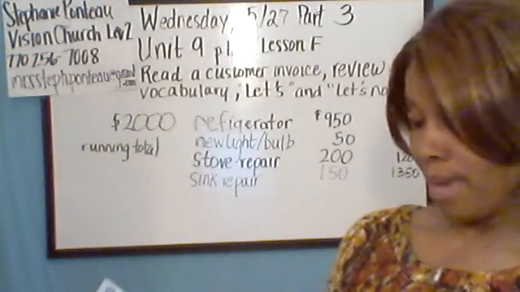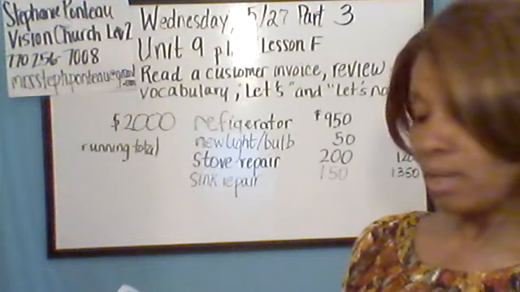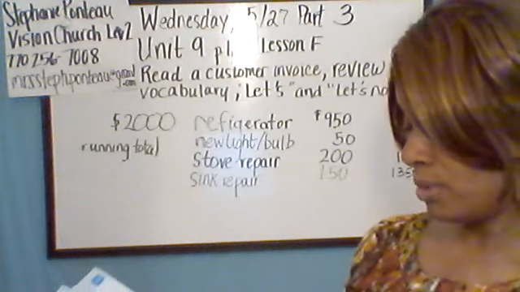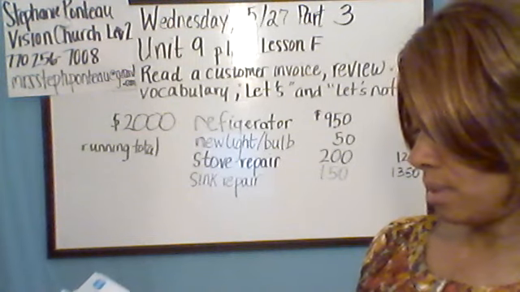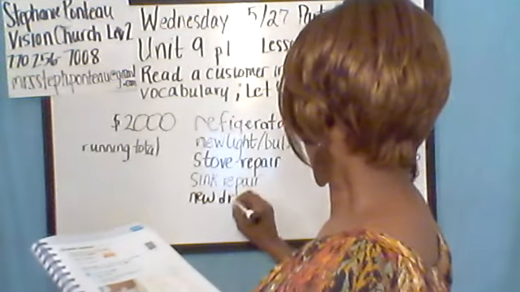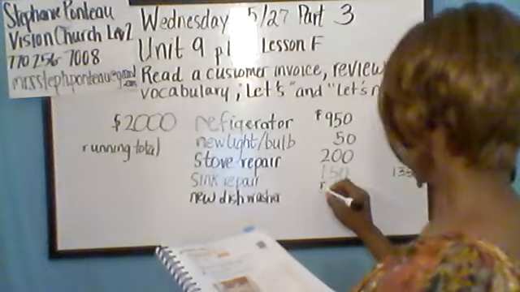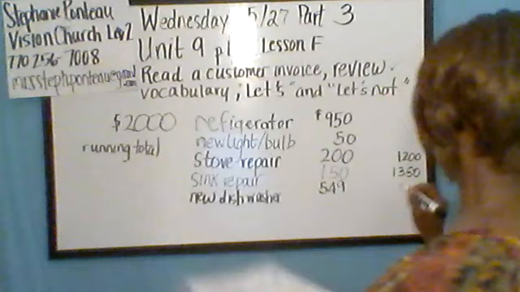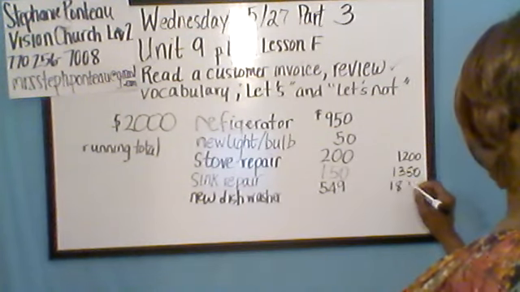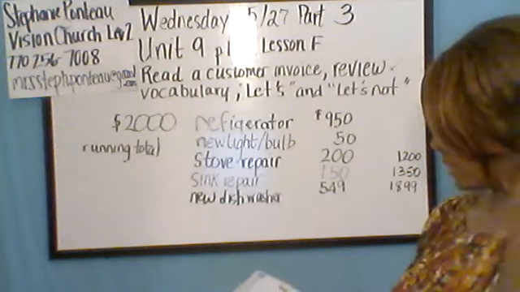So how about that dishwasher? Let's get a dishwasher that's more modern and that matches our new refrigerator. All right, so a new dishwasher, how much is that? $549. All right, we're going to be at our budget pretty soon here. So now our running total goes up to $1,899. Wow, so all we have is $100, $101 left.